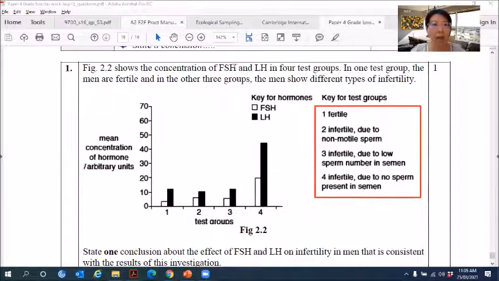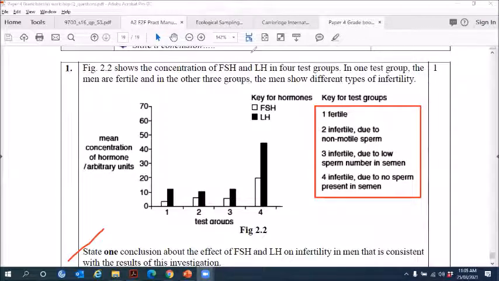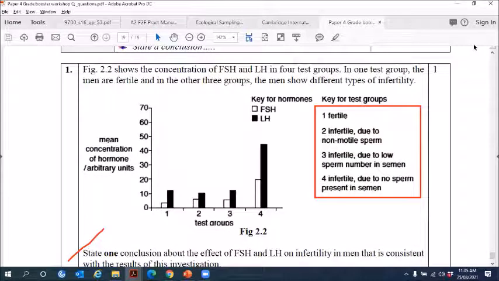So the question asks, state one conclusion about the effect of FSH and LH on infertility in men that is consistent with the result of this investigation. First, we want to check how many marks they have given the students, so how many points you need to write. 3 marks. Okay, let us try it out.